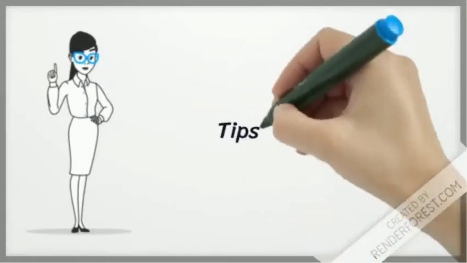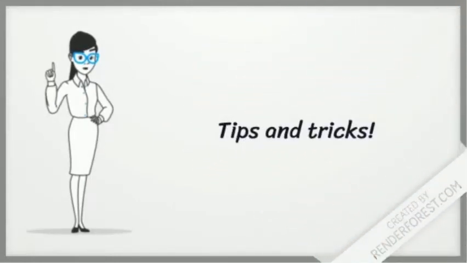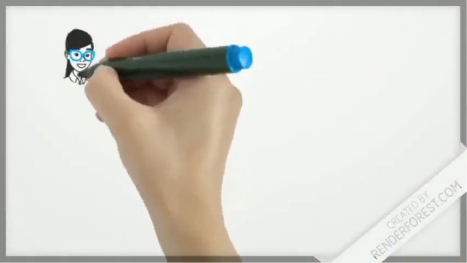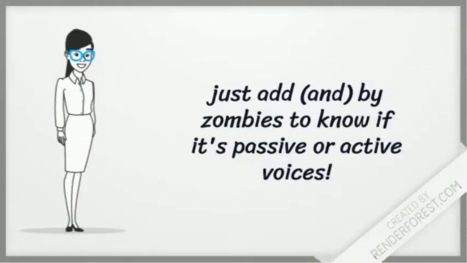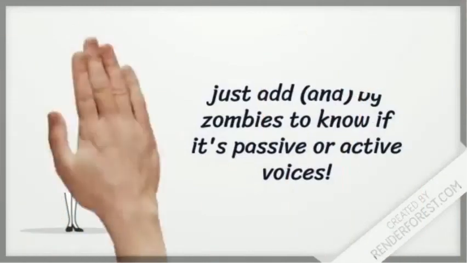Now, here are some tips and tricks. First of all, if you want to know if it's a passive or an active voice sentence, you just add "by zombies" at the end of your sentence. If it makes sense, it's a passive voice. If it doesn't make sense, it's an active voice.